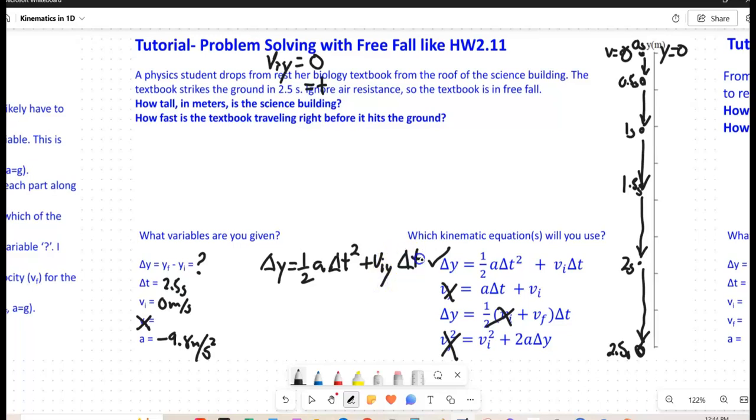And I'm putting directions to things in the y direction now. So this is the acceleration in the y direction. This is the initial velocity in the y direction. Okay, let's start plugging in our numbers.